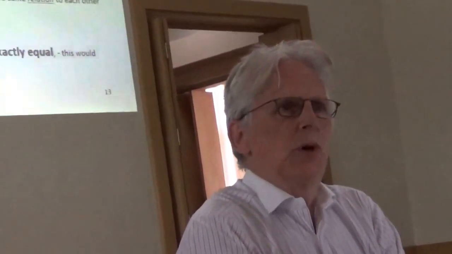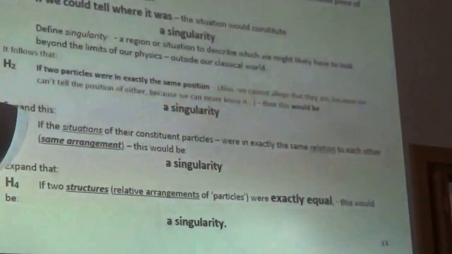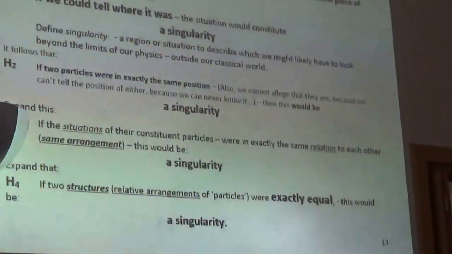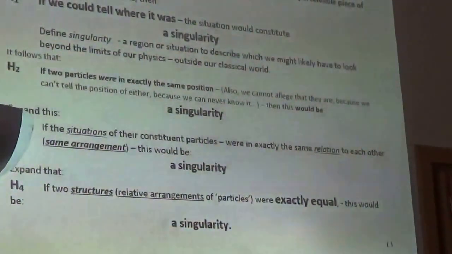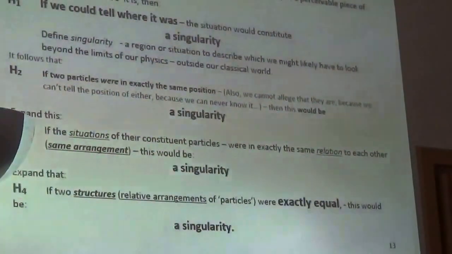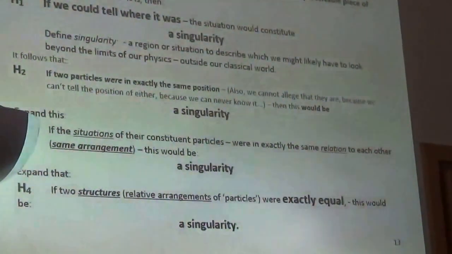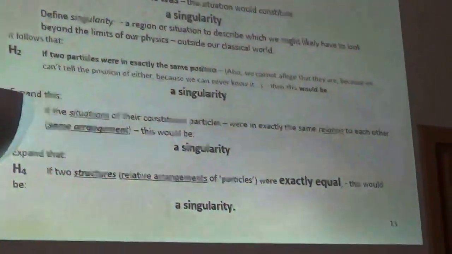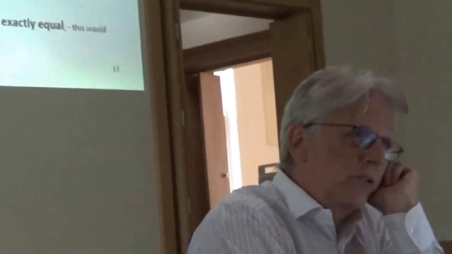So, if two particles were or are in exactly the same position, that's actually impossible because we can't tell where they are. This is a very specious argument. Also, we cannot allege that they are in the same position because we can't tell the position of either because, according to Heisenberg and company, we can't know it. But if two particles were in exactly the same position, that would be a singularity. If the situations of the constituent particles of the particle were in exactly the same relation to each other, if they were in the same arrangement, that would be a singularity. If that one's exactly equal to that one at any time. And therefore, if two structures are exactly equal to one another, exactly equal to subatomic scale, that would be a singularity. So he invents a new singularity, two things being exactly the same.